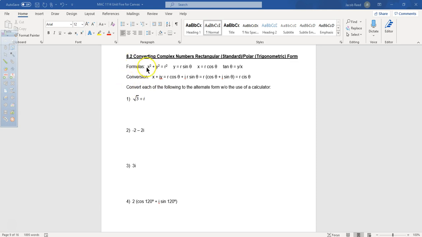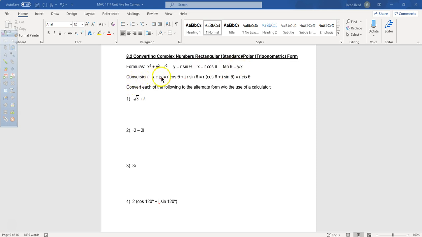First formula, x squared plus y squared equals r squared. That's your basic Pythagorean theorem, but we're talking about also the formula of a circle. We have y equals r sine theta, x is equal to r cosine theta, and tangent theta is y over x. These you already know.